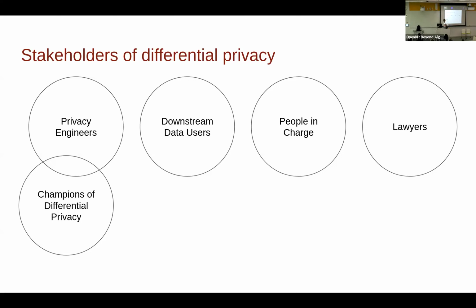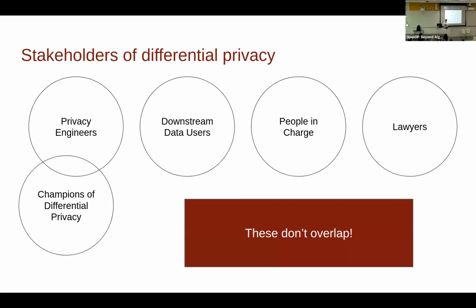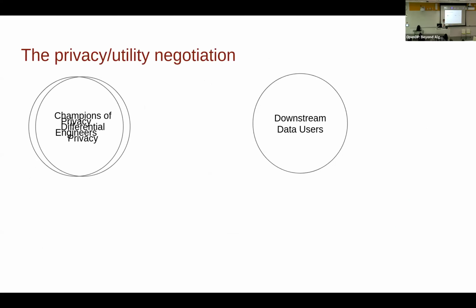So, I think thinking about things this way, instead of there's a person who's going to figure out how to do the thing, and we just need to help that person, I think thinking about this picture where we have all these different people who need to talk to each other is maybe a thing we ought to be doing. I have lots of questions about how to do that. I don't know how to do that, but it's a thing we ought to be trying to do. So these don't overlap. So maybe we could get to a picture more like this, where lots of privacy engineers are also champions of differential privacy. Maybe we have some hope of getting to this picture, right?